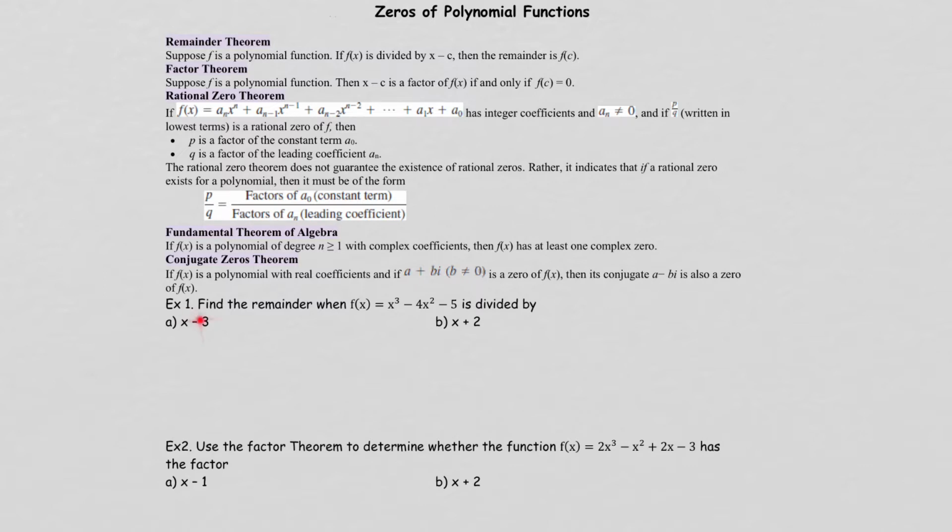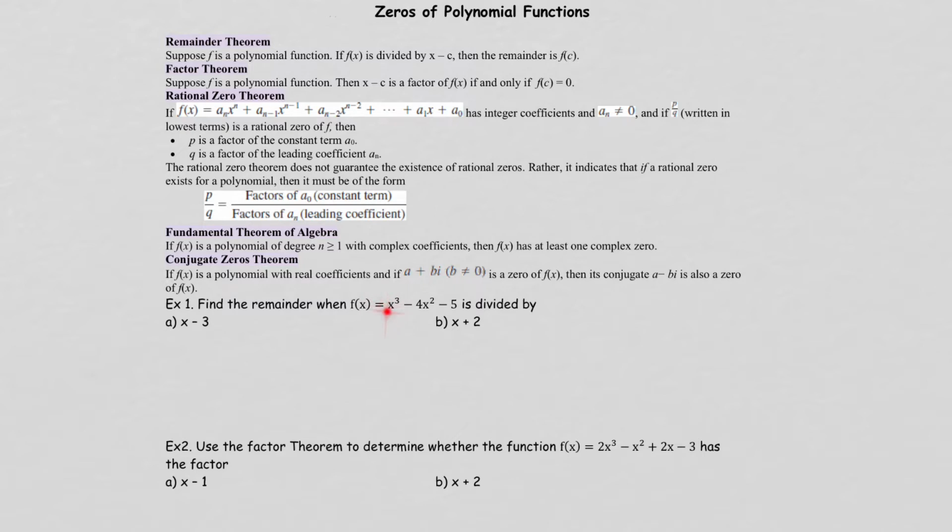So example 1, it says find the remainder of these functions when you're dividing with the given, right? So they want you to find the remainder when you're dividing with these numbers. You should be able to use long division, but synthetic division is the easier way of doing it. So I'm going to use synthetic division. When you're using synthetic division, you need to make sure you write in descending order. And if you have any missing terms, you're going to replace them by 0, right? Same thing with long division.